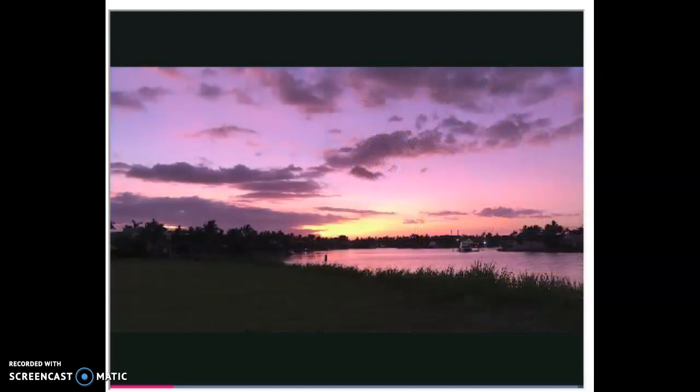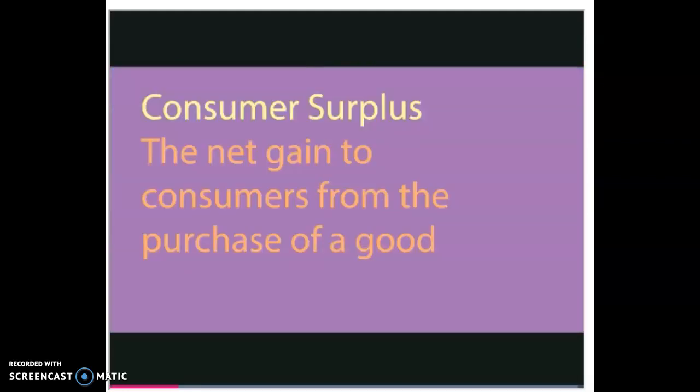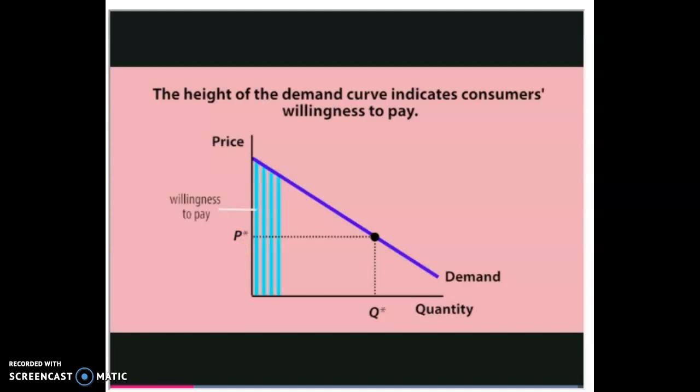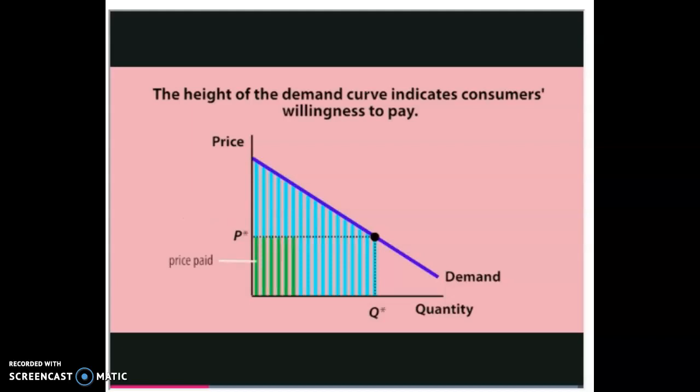If you would have paid more for the trip than you did, you enjoyed some consumer surplus. Consumer surplus is the net gain to consumers from the purchase of a good. The height of the demand curve indicates the most consumers would be willing to pay for each unit of the good. The difference between that willingness to pay and the price paid is the consumer surplus.